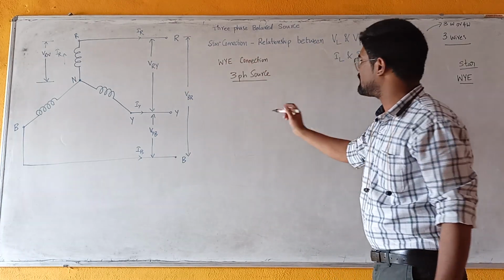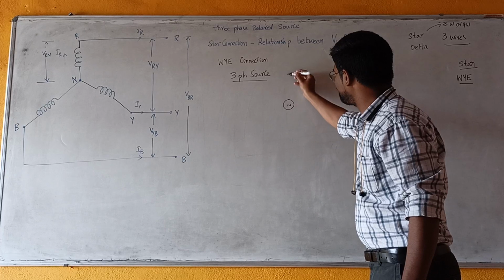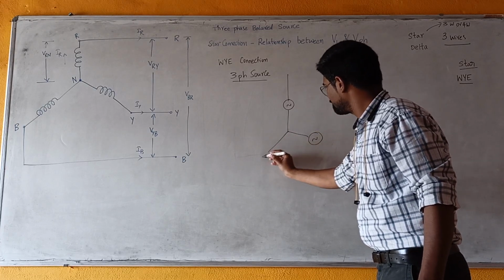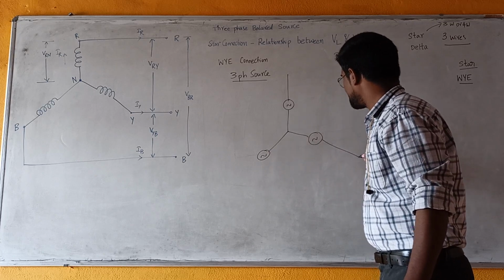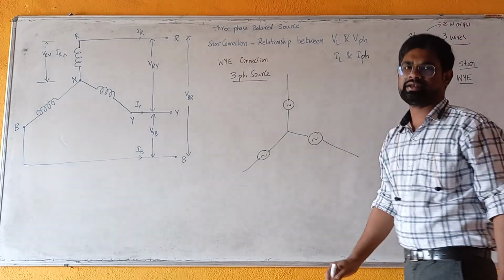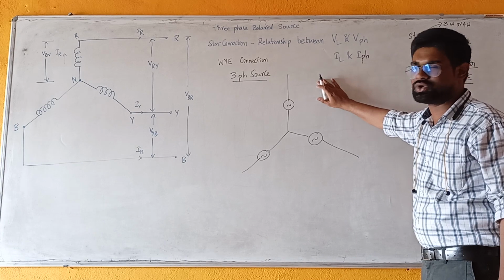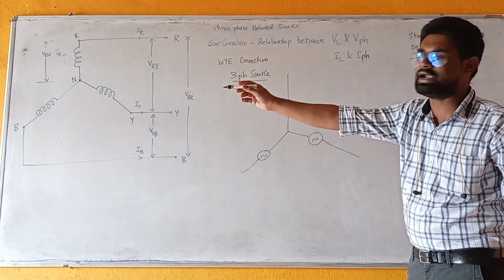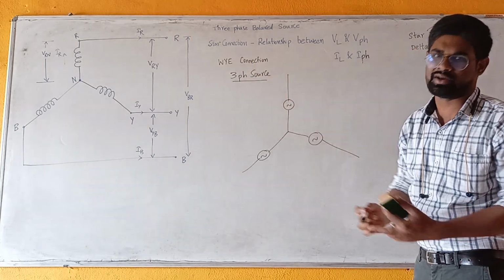We can also represent a three-phase source like three single sources connected in star format. This is the symbol of a three-phase source. It represents three sets of alternator windings connected in star format.